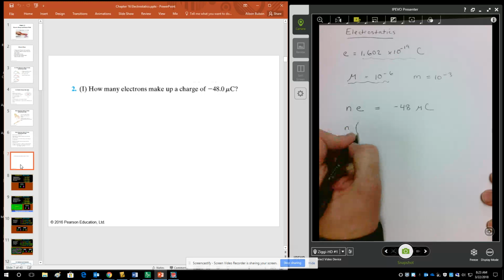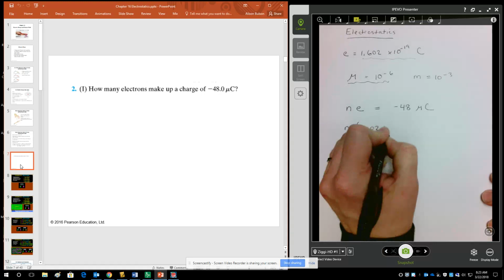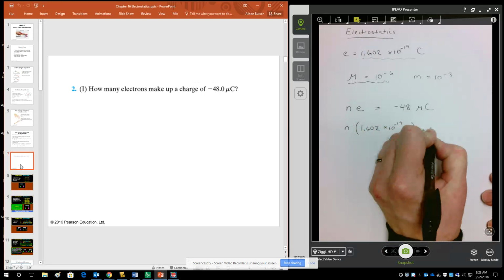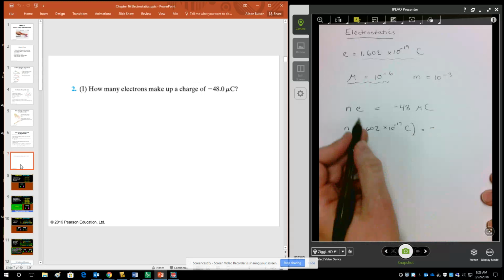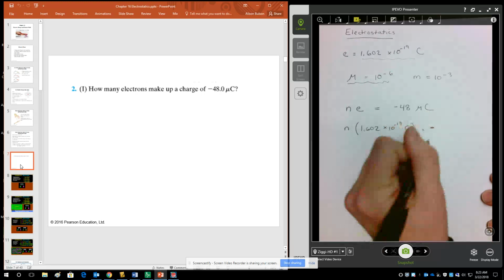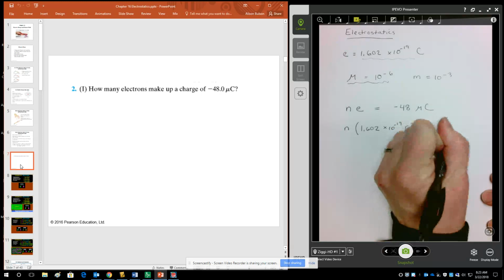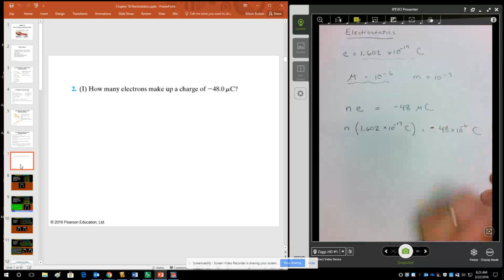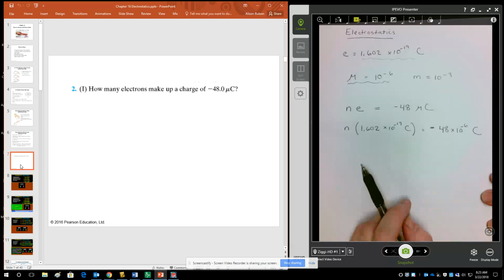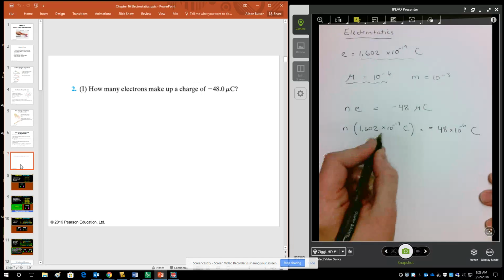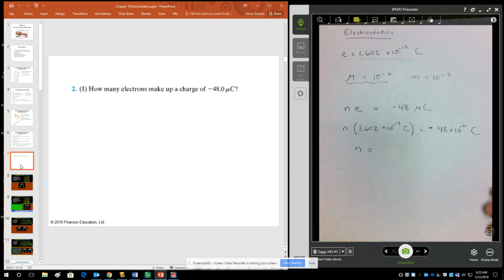How many times 1.602 times 10 to the negative 19th coulombs equals negative 48. The negative is really unnecessary because we know it's electrons, so I'm just going to drop that negative sign. So how many times this is equal to a total of 48 microcoulombs, right? Now I've decoded my SI prefix, and I can actually divide both sides and have copacetic units. So I divide both sides by 1.602 times 10 to the negative 19th, and for this, I definitely need my calculator.